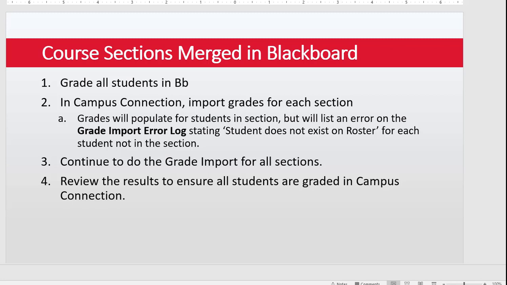In this situation, each instructor would import for one section, say the college students, and then when they view the import error log, it will indicate that student does not exist on the roster. And that would show up for the early entry students because they're in a different section. Then go to the next section, do the grade import, and you'll see that all the college students are on the error log because they're not included in the early entry section. So in other words, you're just going to go through each of your sections and grade those sections and check the results to ensure that all students are graded correctly.